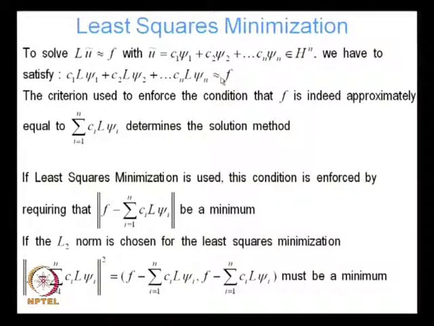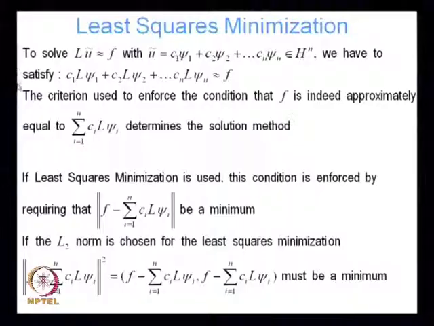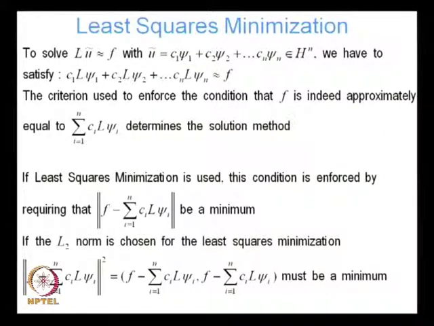The criterion, and this is very important, used to enforce the condition that f is indeed approximately equal to sigma Ci L psi i determines the nature of the solution method. As we will see, the least squares approximation is different from Galerkin. Why? Because the criteria used to enforce this condition is different. So, the criteria defines the method. If least squares minimization is used, this condition is enforced by requiring the norm of f minus sigma i equal to 1 to n Ci L psi i to be a minimum.